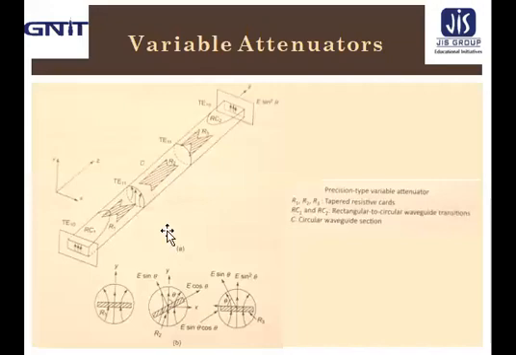The induced current on the resistive card, that is R2, is due to the incident signal, which is dissipated as heat and produces attenuation of the transmitted signal. The incident TE10 dominant wave in the rectangular waveguide is converted into a dominant TE11 mode in the circular waveguide.